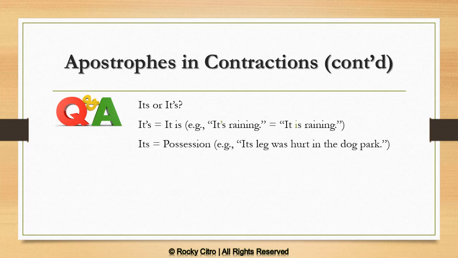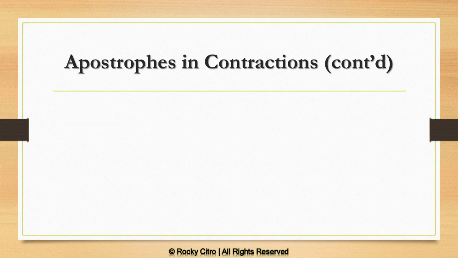So its without an apostrophe shows possession, which we'll go into in the next lesson, but just to show the difference here, let's imagine that we were talking about a dog and we said its leg was hurt in the dog park. Well, this doesn't take an apostrophe because we're not replacing anything. This is ownership. Okay, let's get back to contractions.